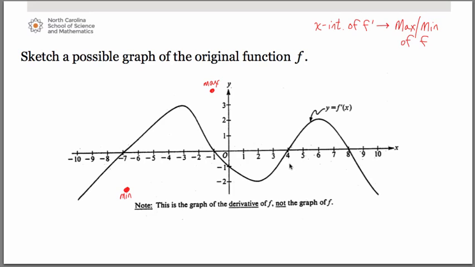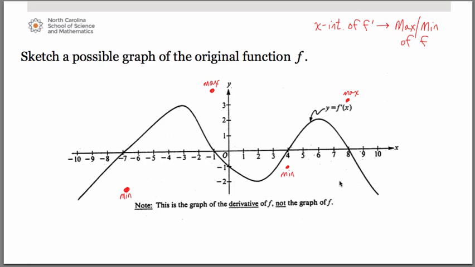Our next x-intercept is over at 4. Here we have the derivative graph changing once again from negative to positive, so that's going to be another minimum. Maybe I'll put it here. And our last one over at 8, we have the derivative changing from positive to negative. That is going to be another maximum point. So now I have in place all of the max-min points of the graph.